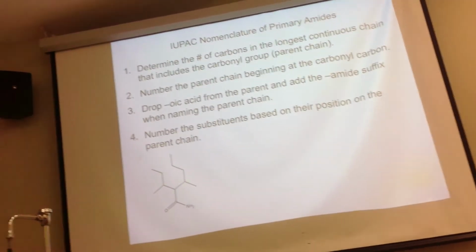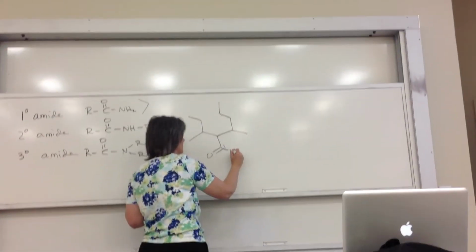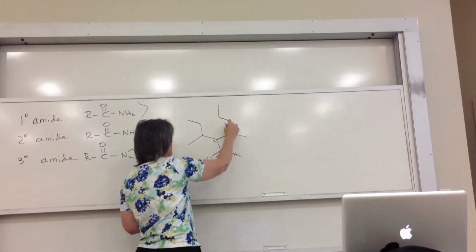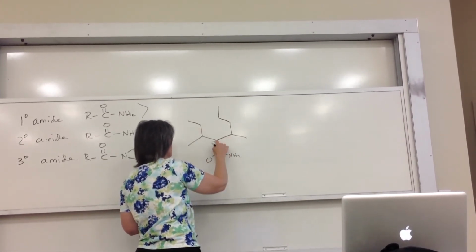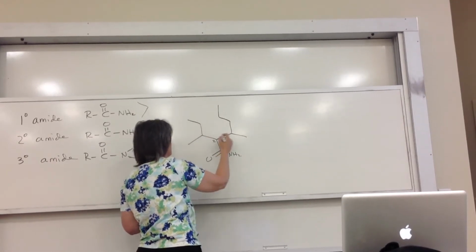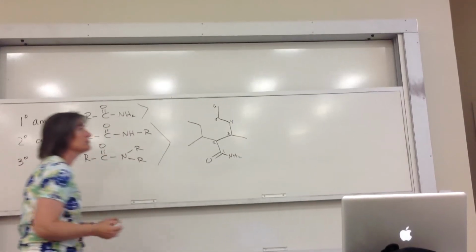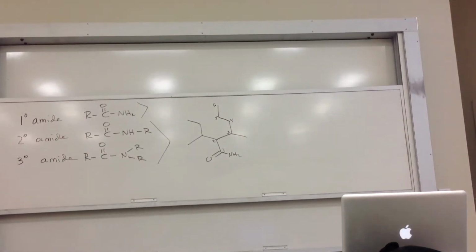So this would be 1. This is an NH2. So that's 1. That's 2. 3, 4, 5, 6. Or 2, 3, 4, 5. So we're going this way. 3, 4, 5, 6. That's a sec butyl. And then we just numbered it.